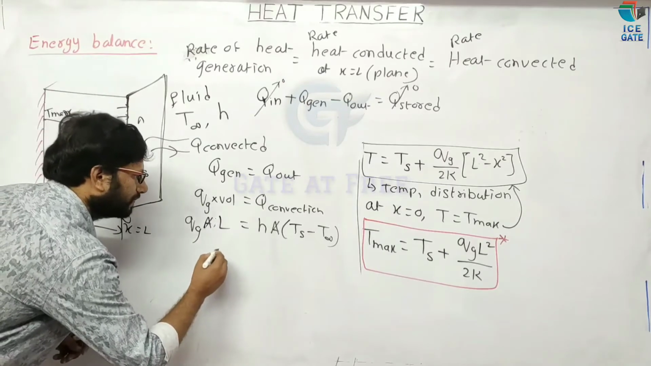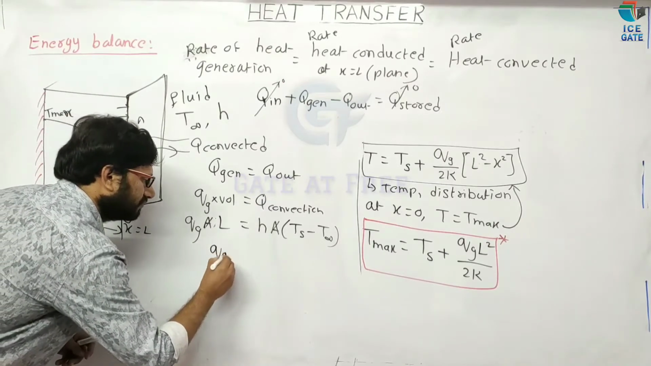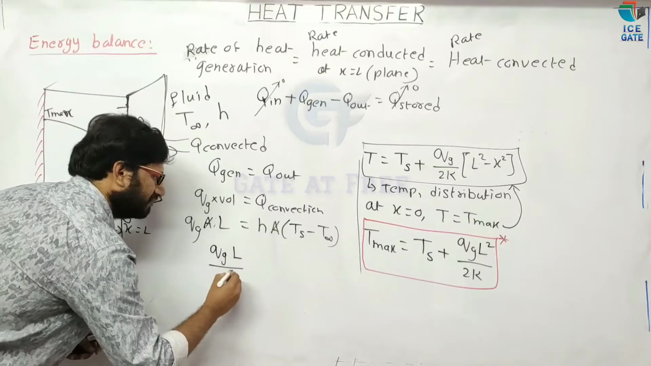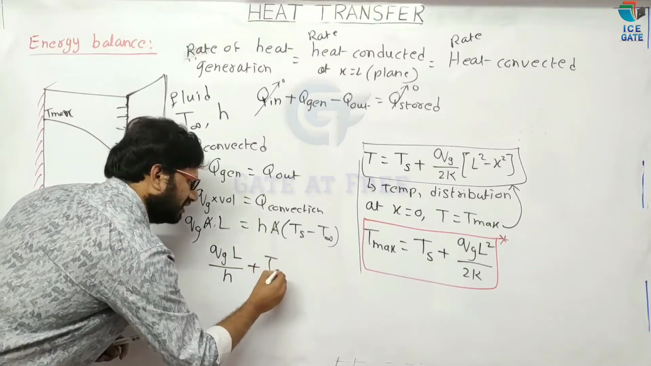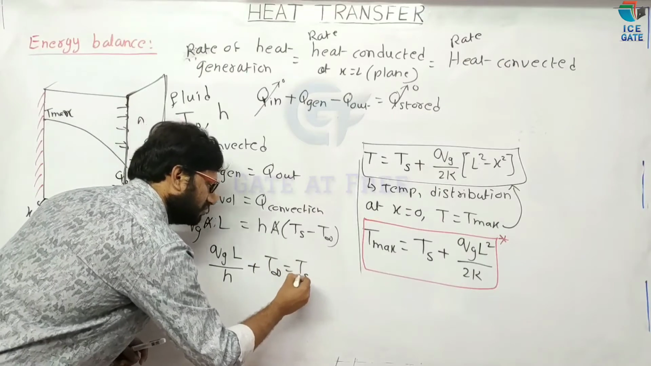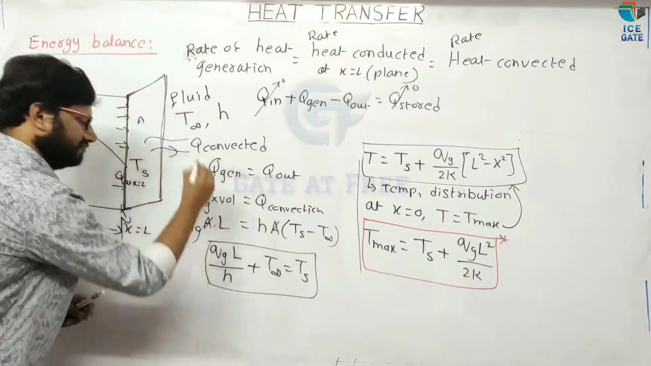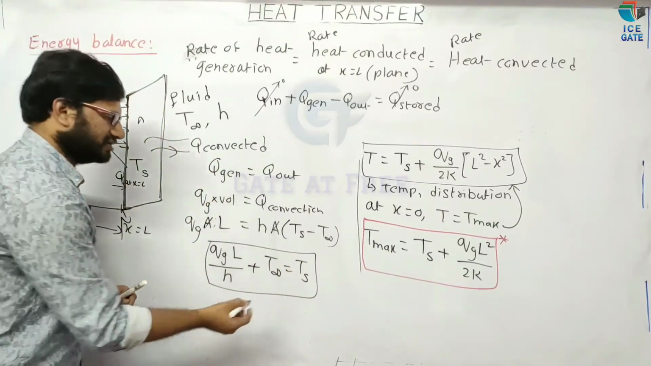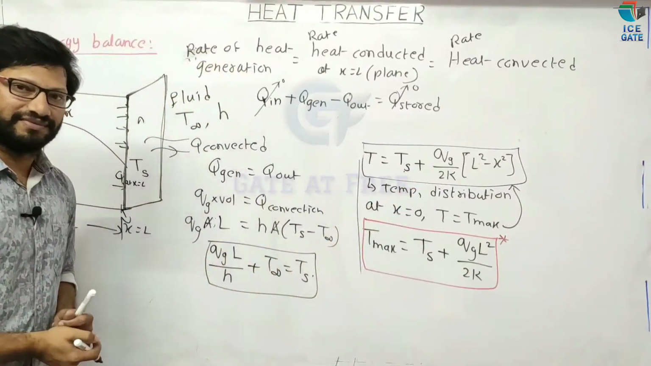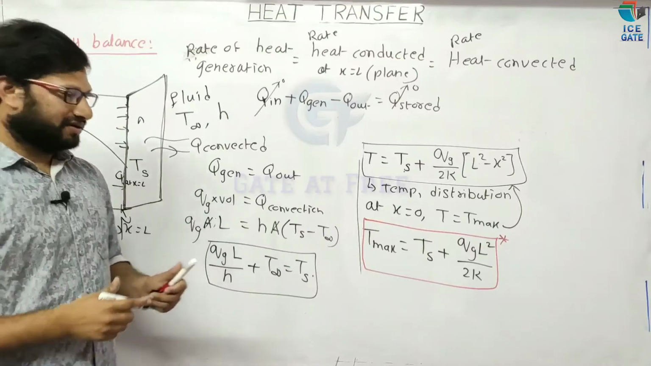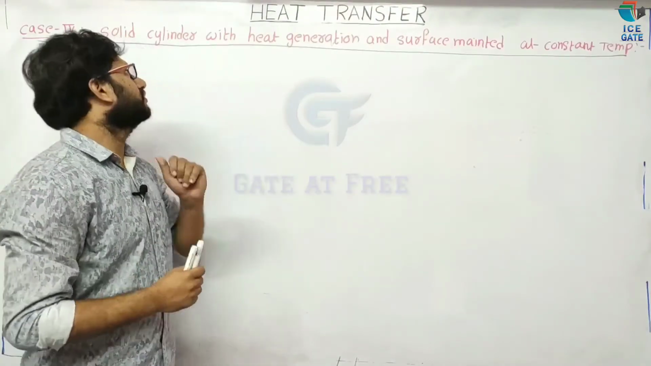Now, therefore, Qg L divided by H plus T infinity is equal to Ts. Okay. Now we can substitute Ts in the temperature distribution function. Okay. Hope you understood. Next, case 4.